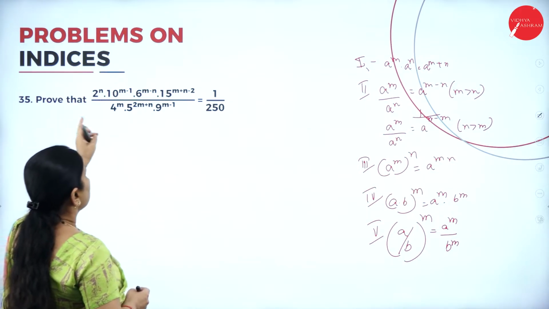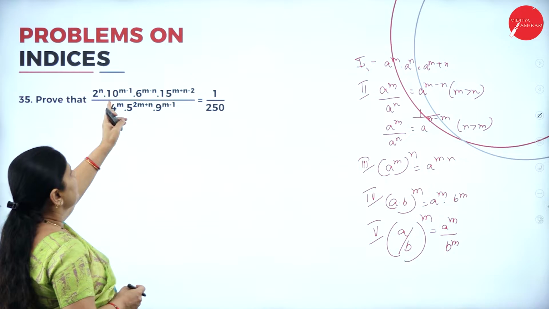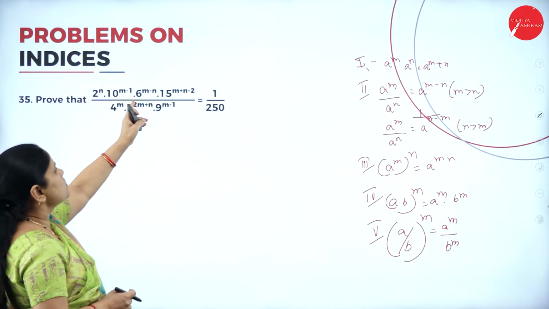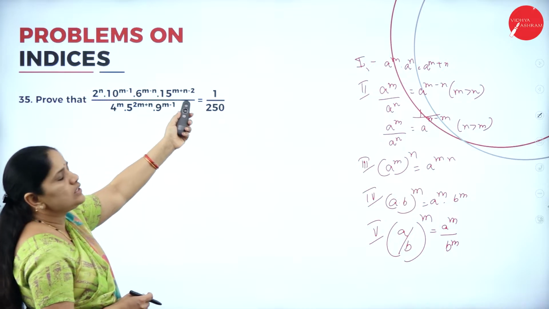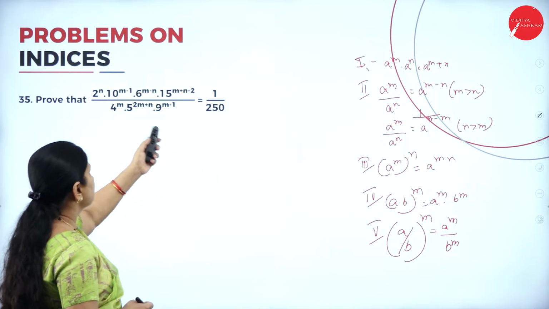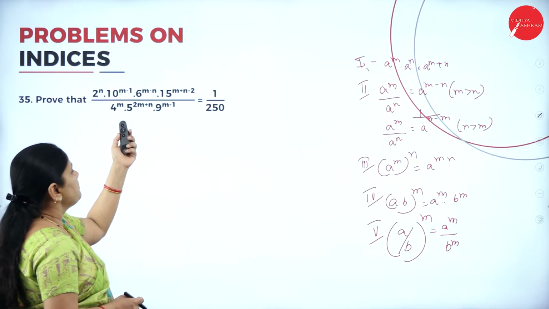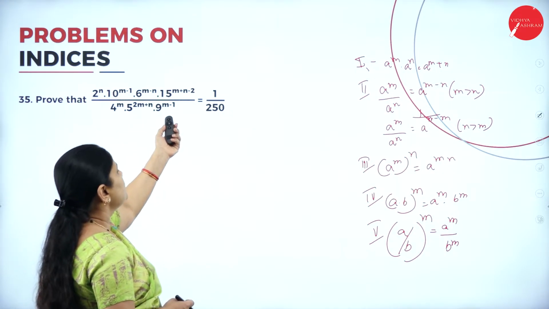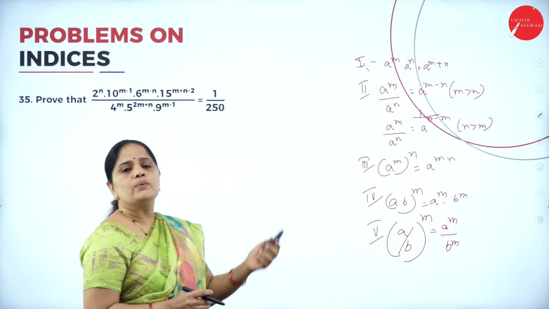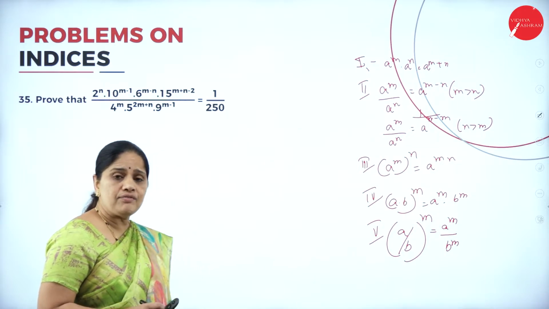Now, here the problem says 2 to the power of n into 10 to the power of m minus 1 into 6 to the power of m minus n into 15 to the power m plus n minus 2 whole over 4 to the power of m into 5 to the power of 2m plus n into 9 to the power of m minus 1 equals 1 by 250.